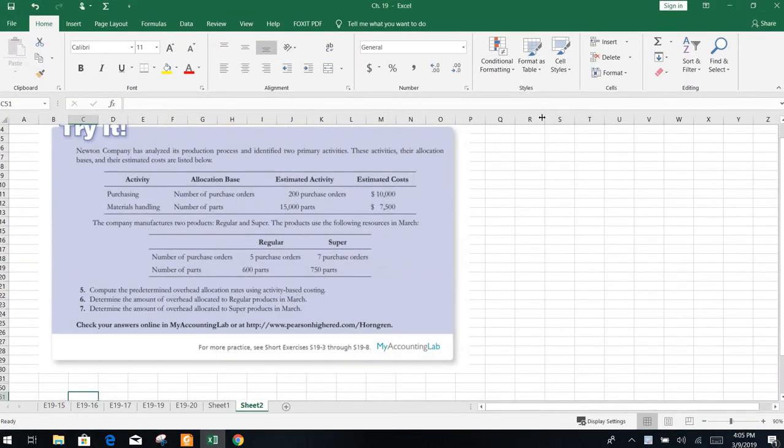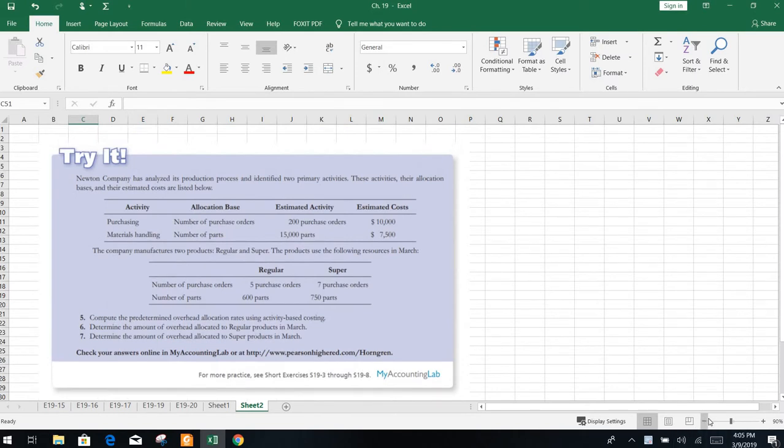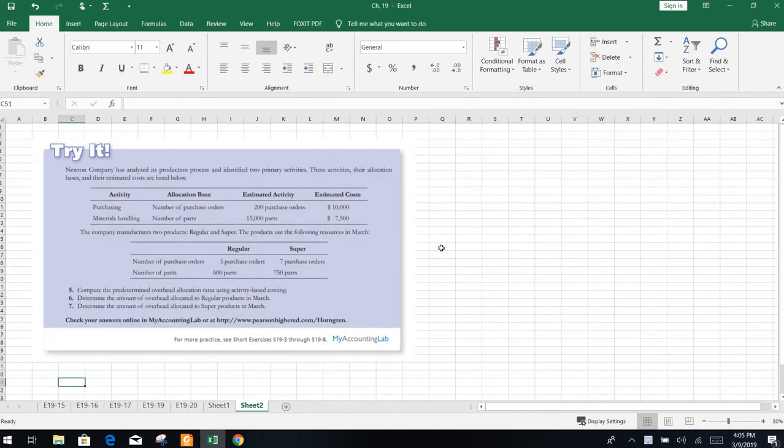The question I'm going to try to solve is the try it question from chapter 19. It's the second try it, number 5, 6, and 7. The question reads, Newton Company has analyzed its production process and identified two primary activities. These activities, their allocation bases, and their estimated costs are listed below. And here's all the information. The important things to notice are there are two primary activities. That means they've split the overhead into two, so we know we're going to make two calculations there.